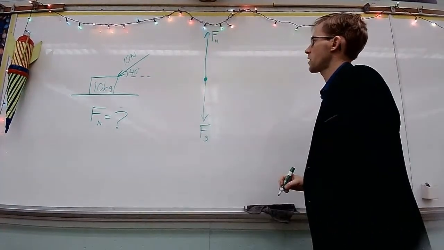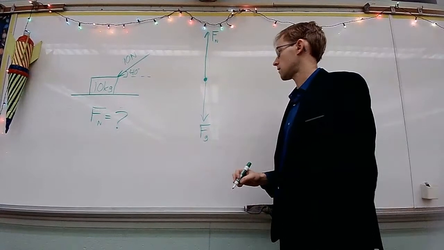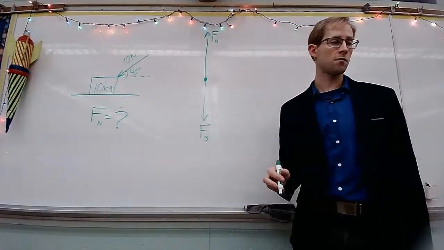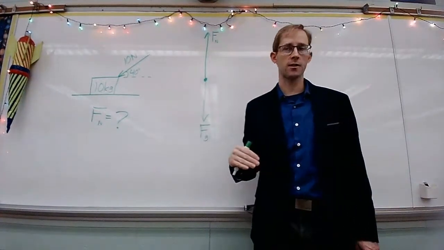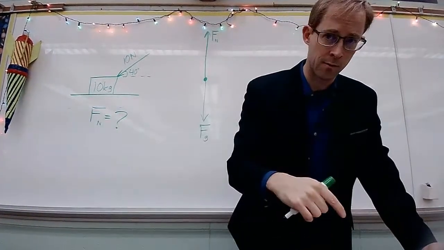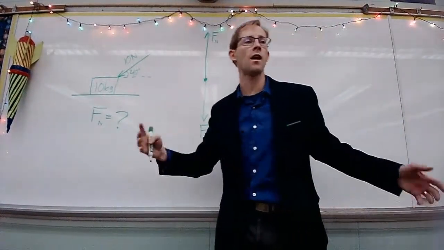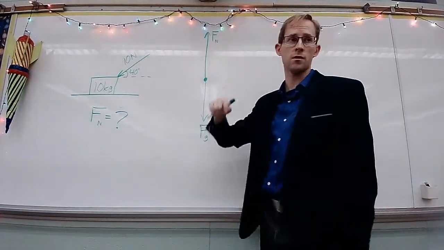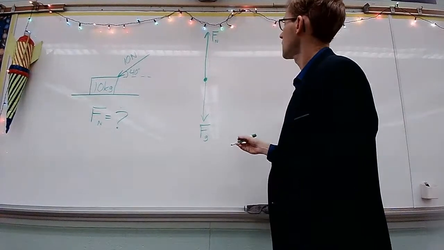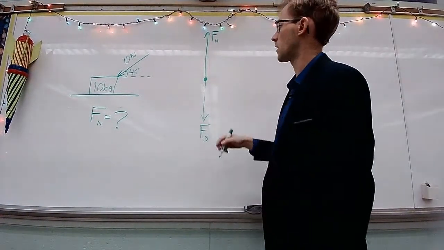Normal force is much larger here than force of gravity, and the reason for that is because we are now pushing down on this object. And if we're pushing down on the object, the table has to exert more effort to keep it from falling through. And that's what normal force is a representation of. So, normal force is bigger.